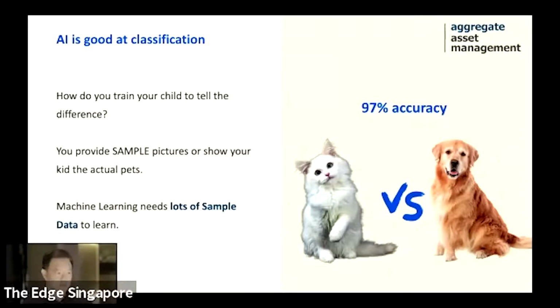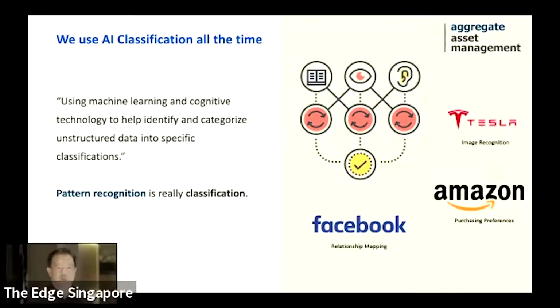So right now, the technology, we're talking about 97% accuracy if you use AI to differentiate between a cat and a dog. And this is something that we've been doing. We've been using AI classification all the time. Think about Facebook, right? Facebook is about pattern recognition. It knows who your friends are, who your family are, who are the people you want to show off to, so that you can show off your meal every night, right? You have Amazon, that actually is a pattern recognition of your purchasing pattern. Tesla, road recognition. So ultimately, pattern recognition is still about classification, which is what AI is about. That's what they're good at.